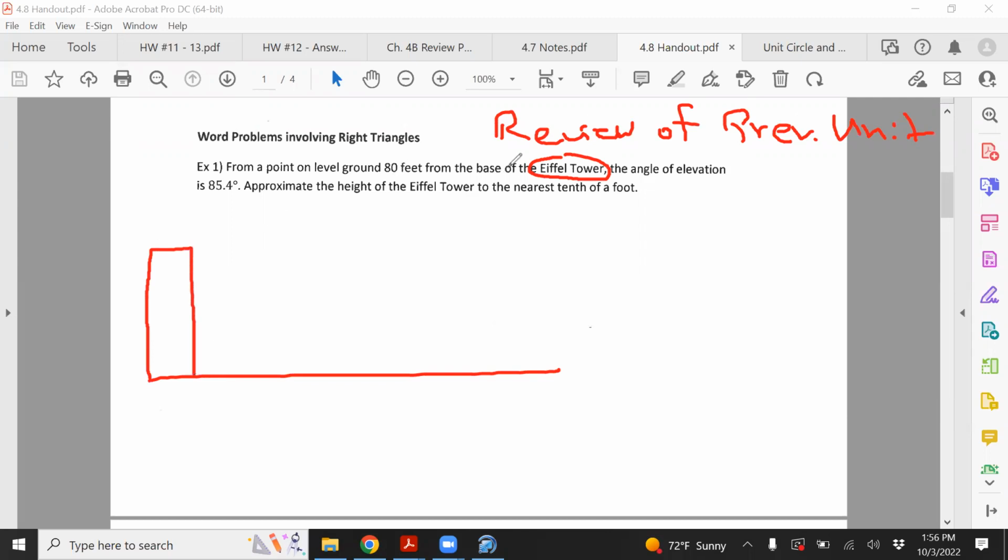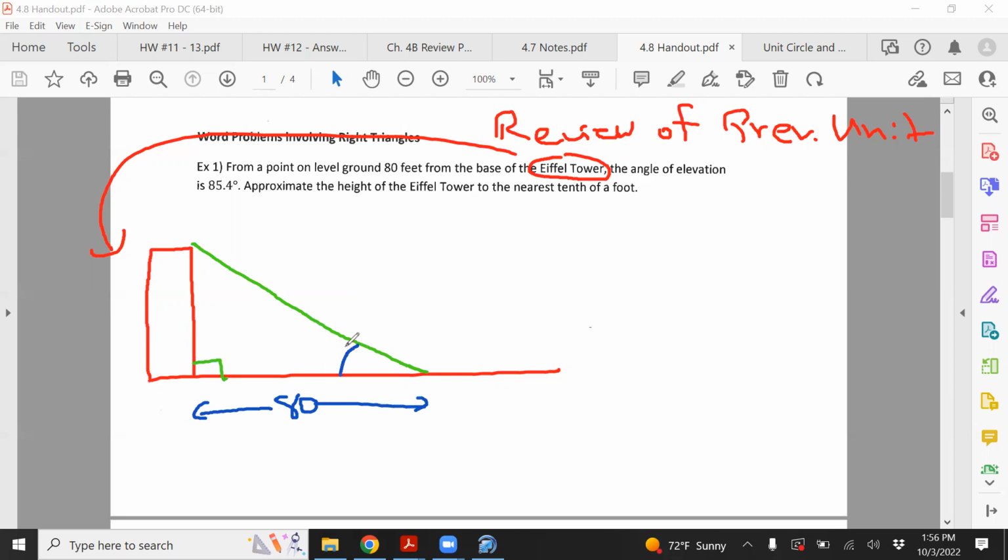Okay, this is a terrible drawing of the Eiffel Tower. I know it's more ornate than this, but that's all right. Okay, so you stand how far from it? You stand 80 feet away. Oh, we're standing 80. And it's 85.4 degrees.